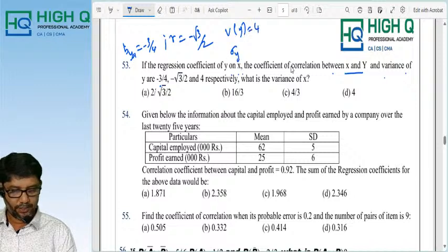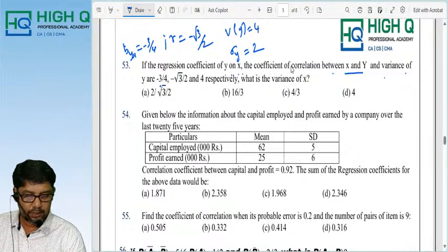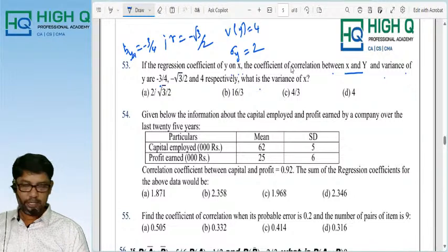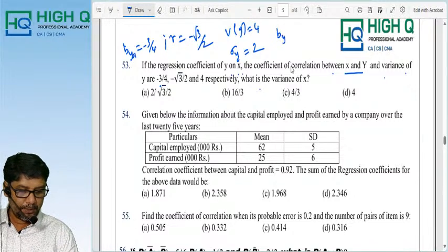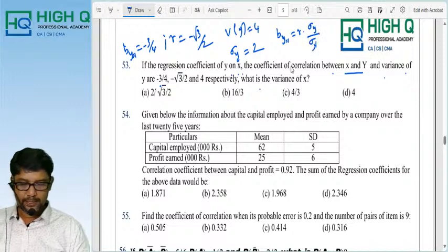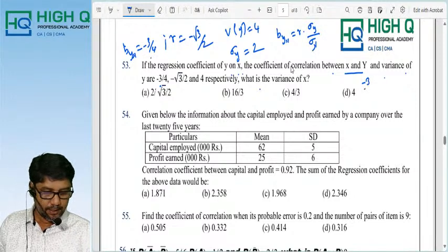So what is standard deviation of y? 2. What is the question? What is the variance of x? Immediately what you need to remember? Sir, bYX is equal to r into sigma y by sigma x. What is bYX? Minus 3 by 4 is equal to, what is r?